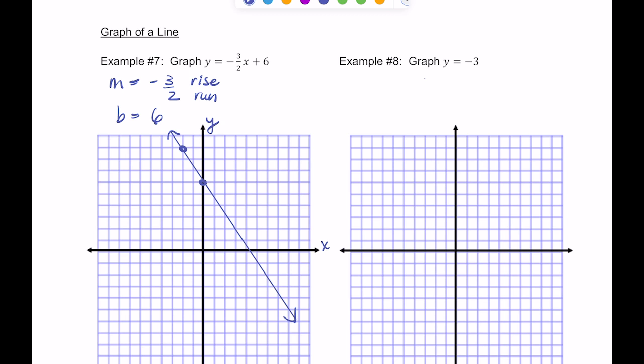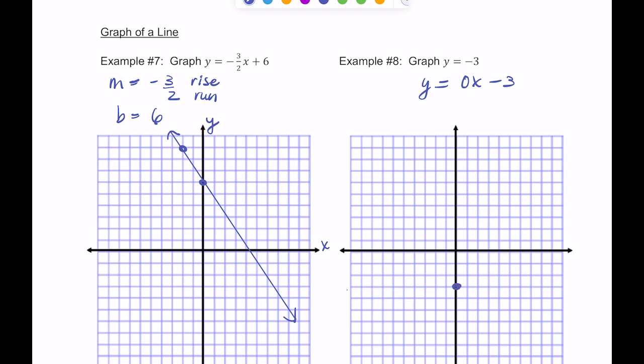As you notice here, graphing y equals -3, it's missing the x, right? And it's because there is none. That's because the slope is 0. So another way of writing this would be y equals 0x minus 3. What that tells me is that the y-intercept is -3.